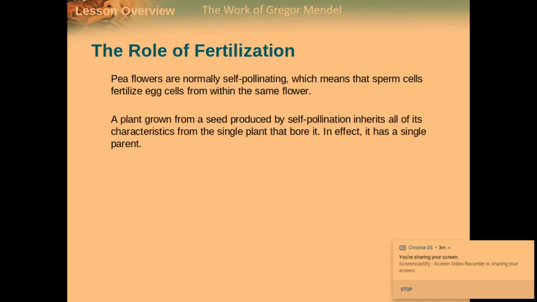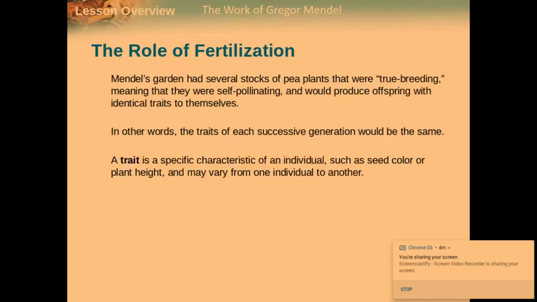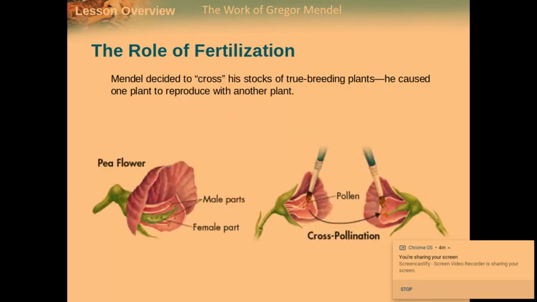Pea flowers are normally self-pollinating, which means that sperm cells fertilize egg cells within the same flower. So normally, one flower will fertilize itself, which leads to making genetically identical plants. A plant grown from a seed produced by self-pollination inherits all of its characteristics from a single plant. In effect, it has a single parent. Mendel's garden had several stocks of pea plants that were true breeding, meaning they were self-pollinating and would produce offspring with identical traits to themselves. In other words, the traits of each successive generation would be the same. A trait is a specific characteristic of an individual, such as seed color or plant height, and may vary from one individual to another. He took a look at a whole bunch of different traits, and we'll talk about some of them in here.